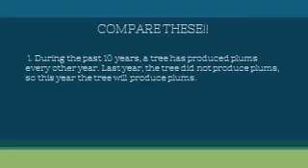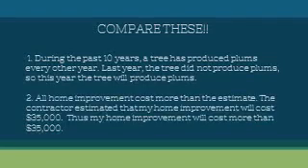So let's compare. Number one, during the past 10 years, a tree has produced plums every other year. Last year, the tree did not produce plums, so this year the tree will produce plums. The next one, all home improvement cost more than estimate. The contractor estimated that my home improvement will cost $35,000. Thus, my home improvement will cost more than $35,000.